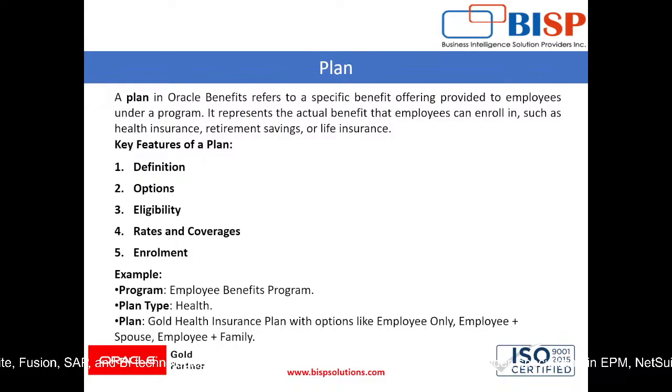A plan is created under a plan type. So we have created plan type, then under that we are going to create a plan. For example, health and saving will be a plan type, and under which you are going to define the specific benefit provided. For example, gold health insurance plan. So your plan type is health. Under that, you are going to create another plan, which will be your gold health insurance. That will be your plan. So we create a plan under a plan type.